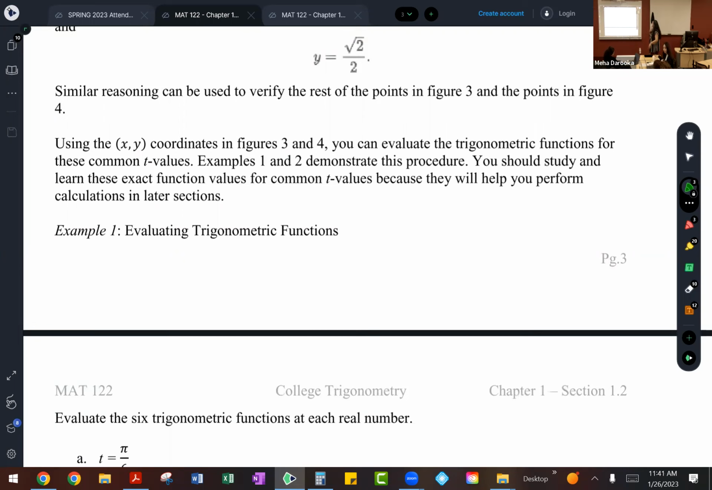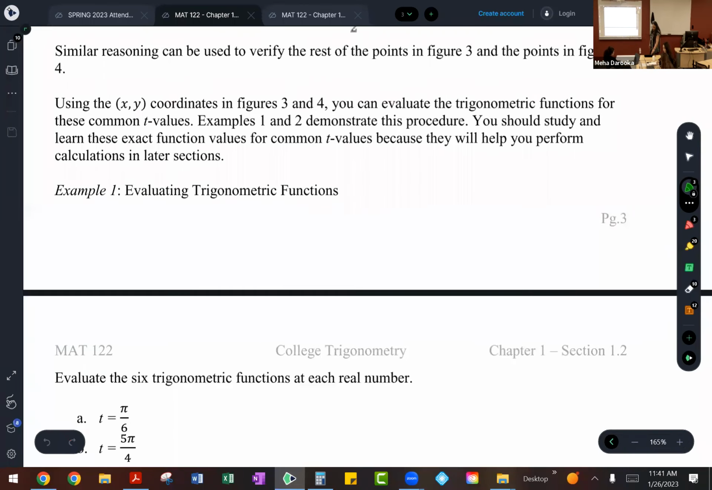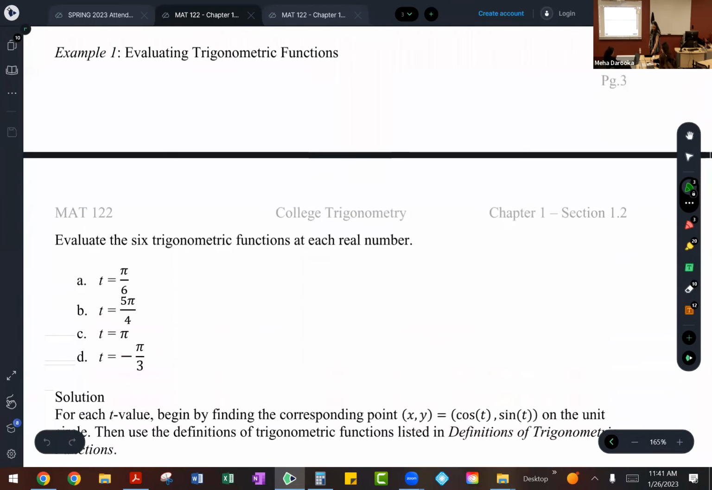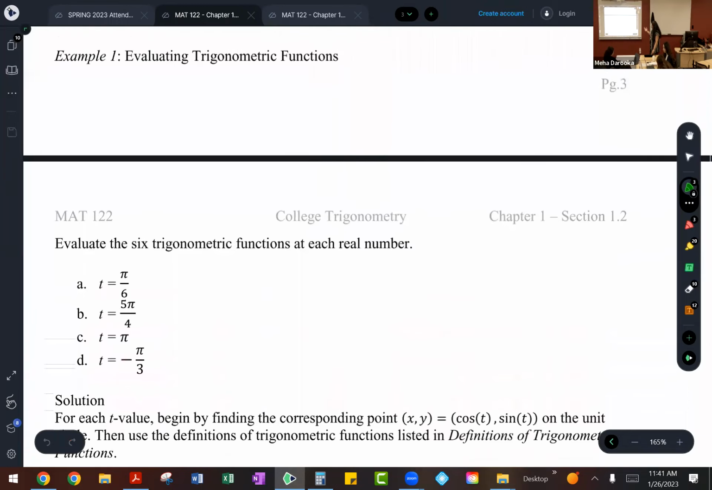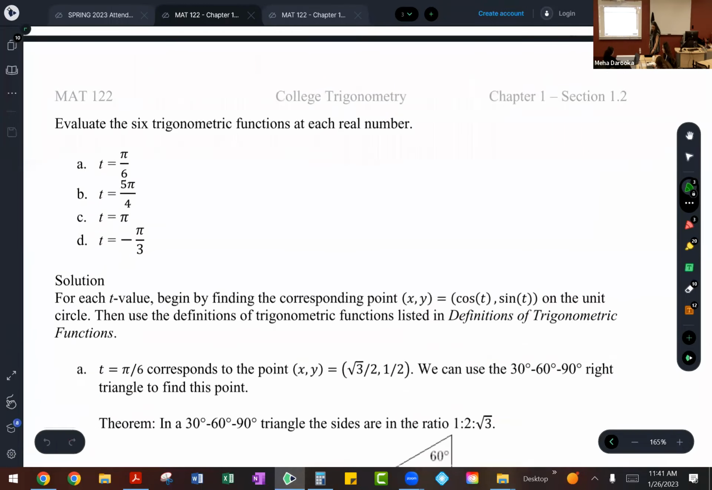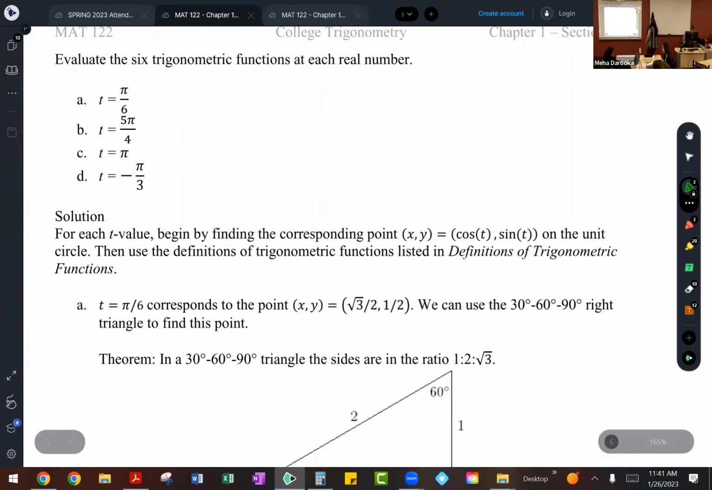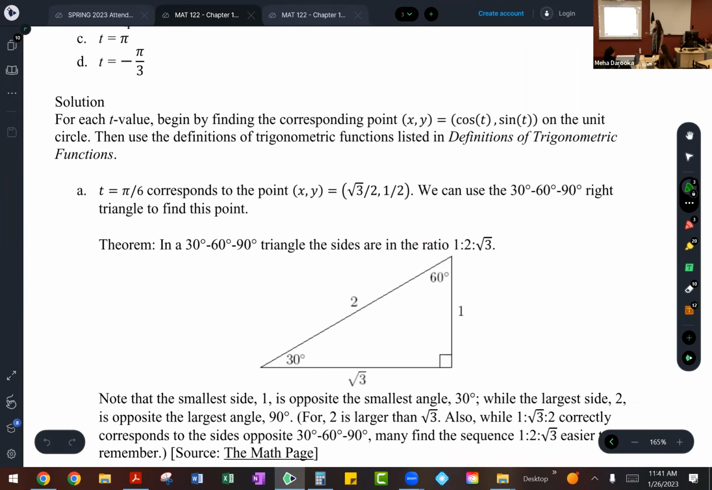You should study and learn these exact function values for t values, because like I said, we'll be using that unit circle. So that's kind of what this is tying into. So let's take a look at how they came up with some of these. So for the first part, your t is given to you as pi/6. So how can we come up with the value of the x and y coordinate for pi/6?